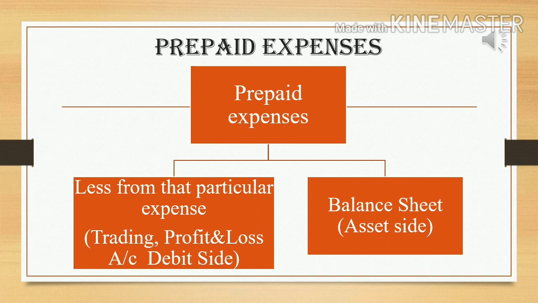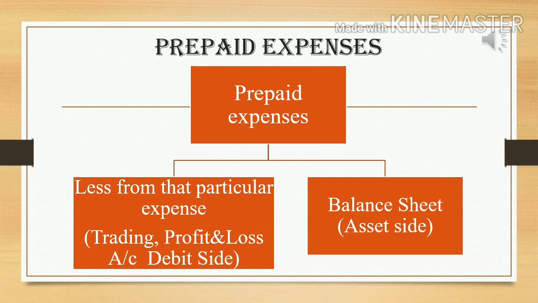Now, prepaid expenses. As I told you earlier, with the word pre, we need to deduct, or less, the particular amount. Correct? So the adjustments for prepaid expenses are as follows. Very first, we need to deduct the amount of prepaid from that particular expense. And expenses are recorded in the trading account, debit side, and profit and loss account, debit side.